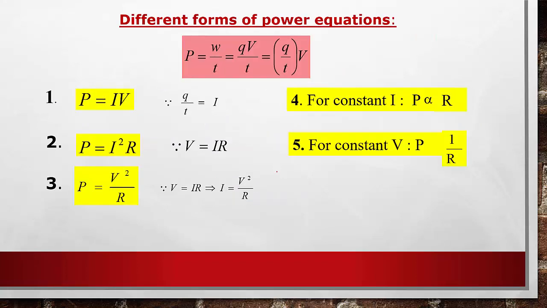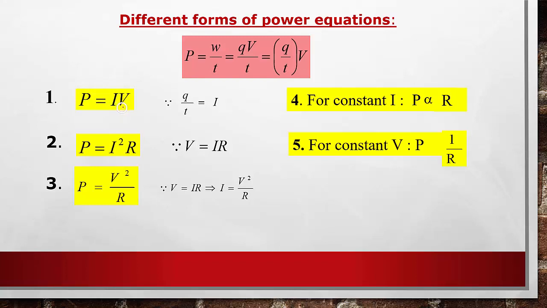Then next point, different forms of power equations. Power can be expressed in different forms. You can observe the basic equation P equal to W by T. W means Q into V divided by T, or we can write Q divided by T into V. Is it clear? So this is the basic form for power equations. So this equation can be written as P equal to I into V.